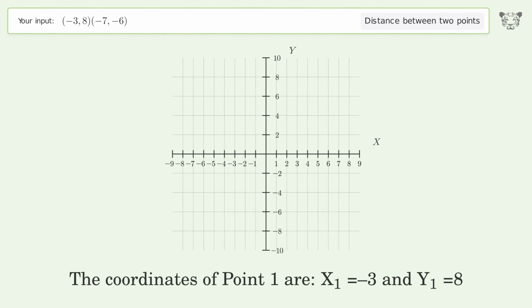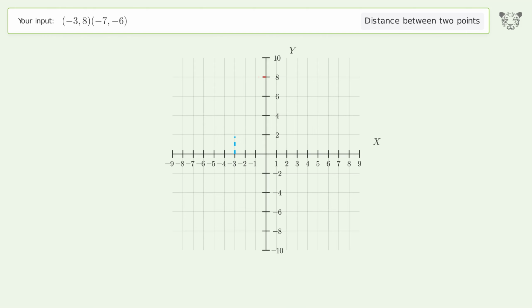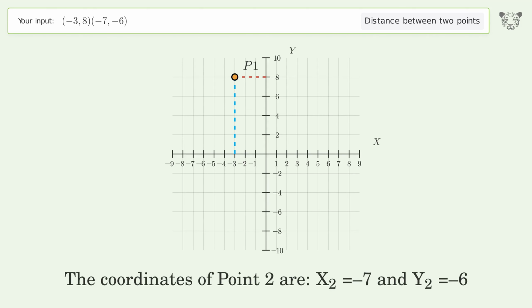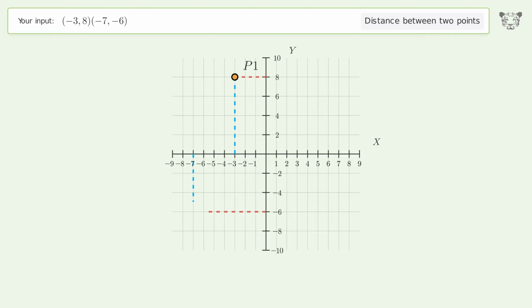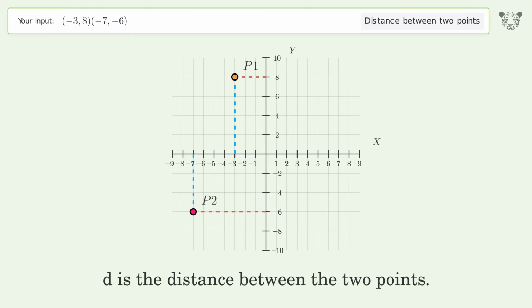The coordinates of point 1 are x1 equals -3 and y1 equals 8. The coordinates of point 2 are x2 equals -7 and y2 equals -6. D is the distance between the 2 points.